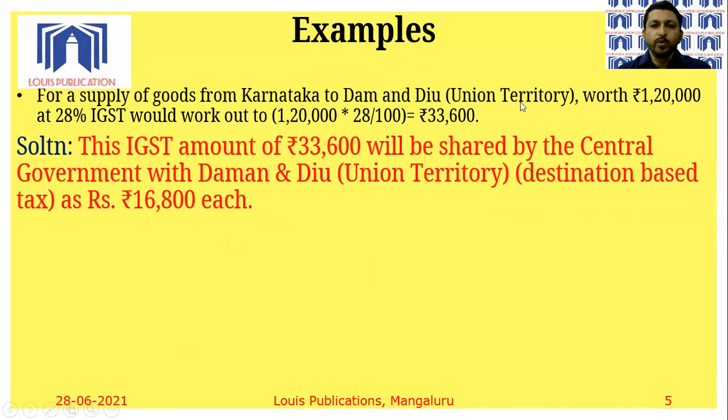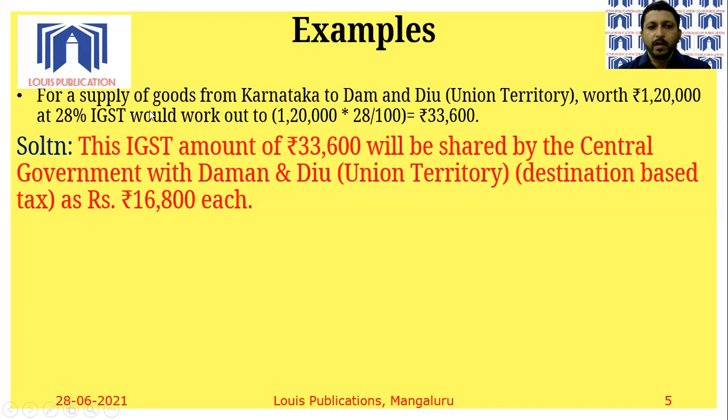Daman and Diu is a union territory. So from one state to another union territory, such a transaction will also be considered an interstate transaction, though there is one state and one union territory involved. The transaction value is 1,20,000. The IGST rate is 28%, and 1,20,000 into 28% would work out to 33,600.